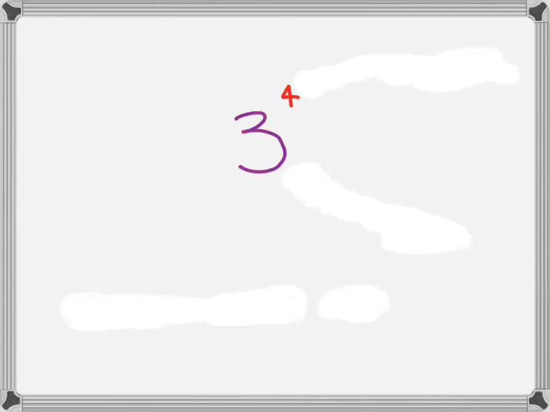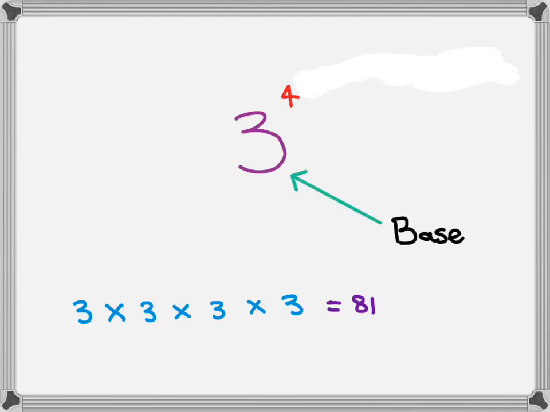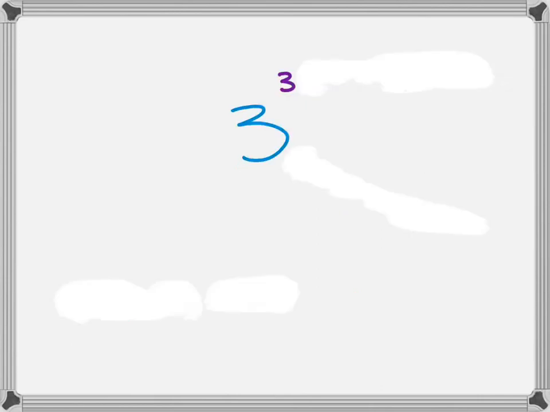Let's look at this example. Our base is 3, our exponent is 4. So what does that represent? It represents 3 multiplied by itself 4 times, which would come to 81. And that 3 is the base, and the 4 is the exponent.